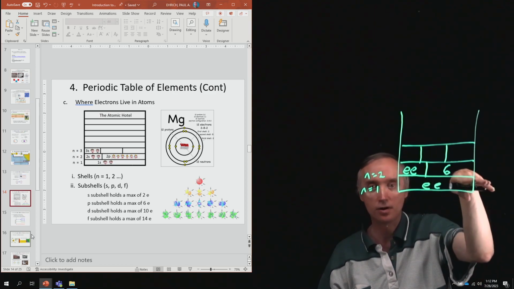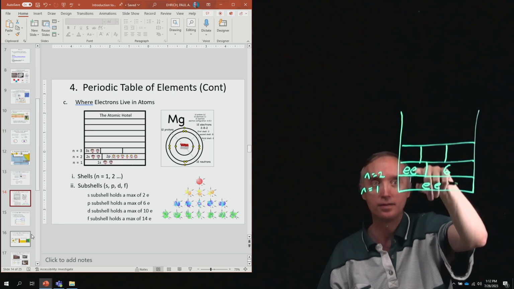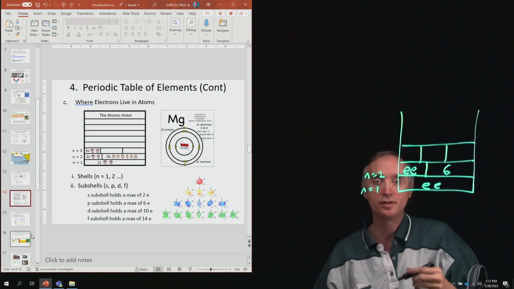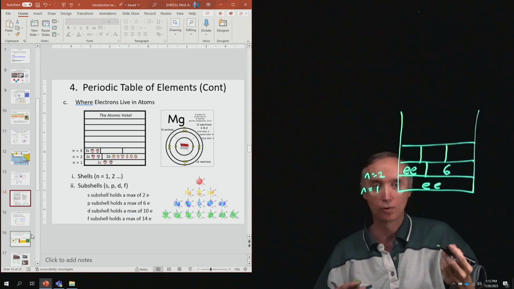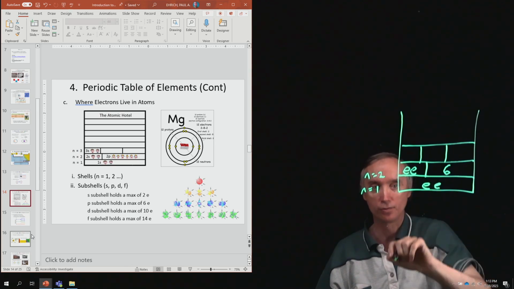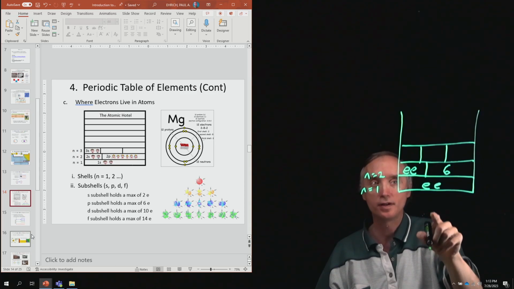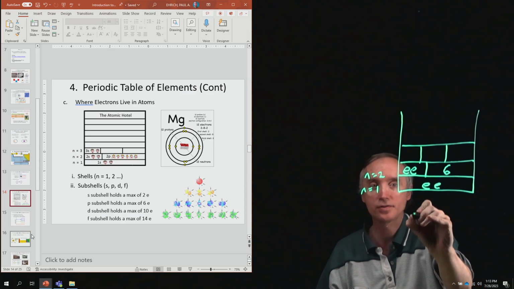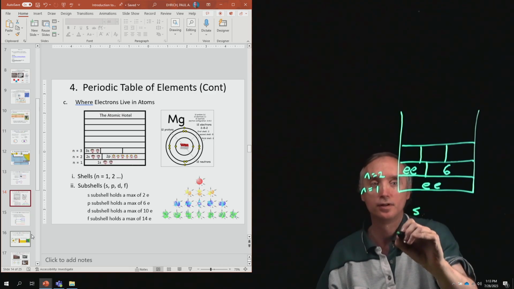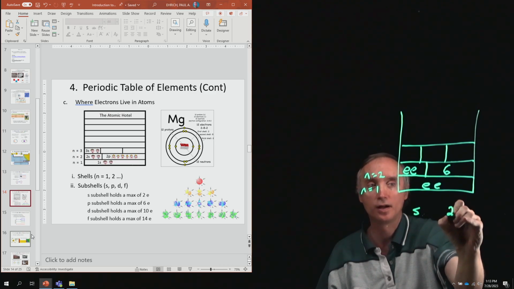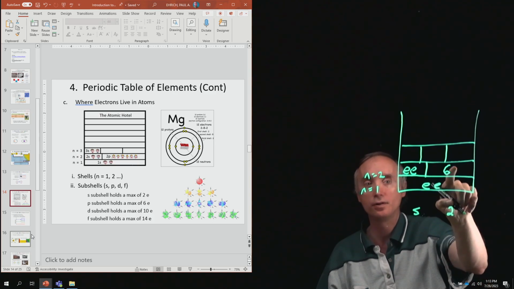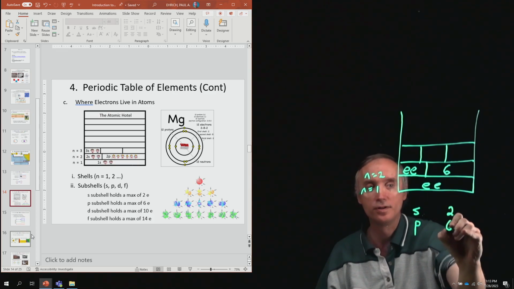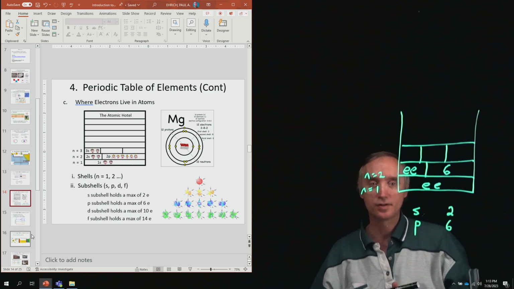The rooms are going to be called subshells. The floors are the shells, and they're subdivided into subshells. Another name for this is an orbital. So you have orbitals inside of these rooms. The ones that can hold 2, you need to know, are going to be an S subshell. So S's can hold 2 electrons, and the ones that can hold 6 are going to be called P's. That's all that you need to know for the exam.